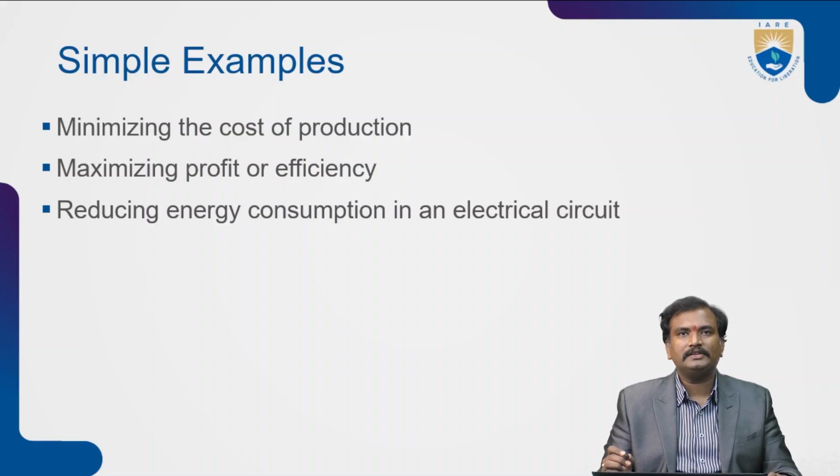And the next one is reducing energy consumption in an electrical circuit. Let us consider our house, which has a certain number of electrical components. We need to reduce our per month units, then only will our per month electricity cost be reduced. So when the electrical appliances are not in use, we have to shut them down so that we can reduce our energy consumption, so that energy is used in an optimized way.